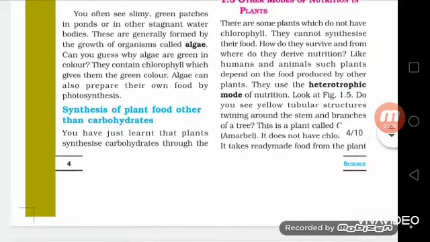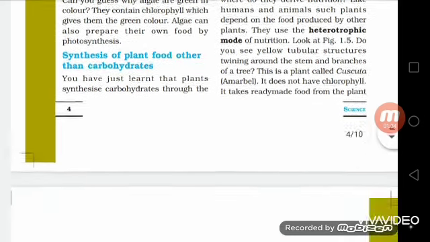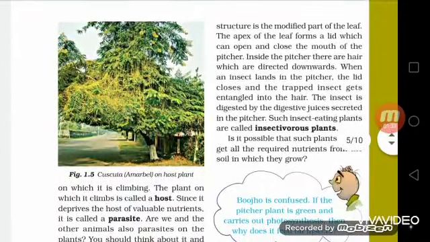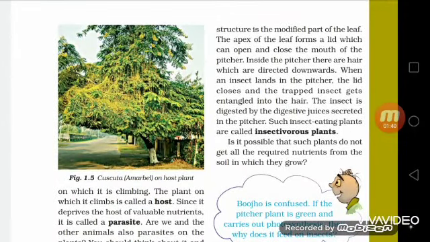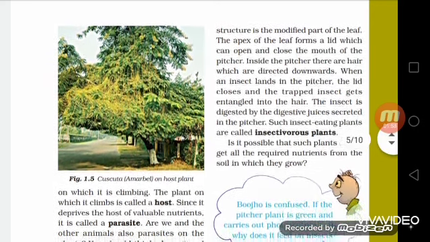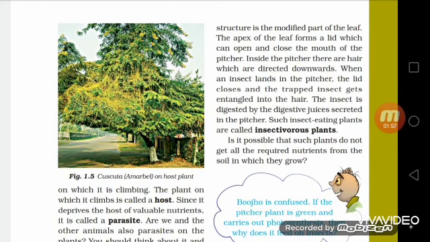So let's take one example. Many times you have found a yellow colored tubular structure twining around the stem and branches of a tree. Many times you have seen it on a road, in a park, everywhere. So here in figure 1.5 you can easily see that yellow colored tubular structure which is twining around a tree. This is called cuscuta, and in Hindi you can say it amarbel. So how does it take food from another plant? As you can see, it is binding around another tree.